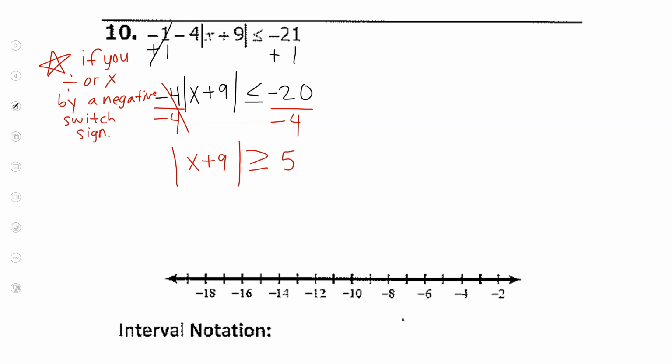Step 2 is to create your 2 cases. So when you do your 2 cases, you don't need those bars anymore. You don't need the absolute values. So my first case, you just write it down again. X plus 9 is greater than or equal to 5. The first case, it just stays the same. The next case, you write X plus 9 again, but this time you change the sign, you change the other side. So this was a +5, now it's a -5. So these are my 2 cases.